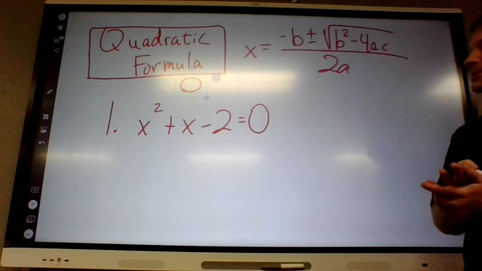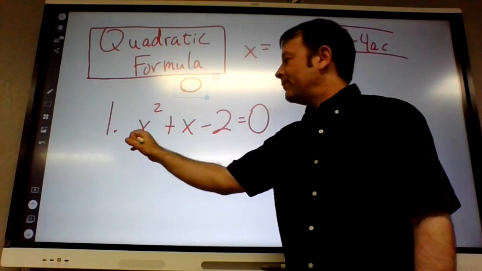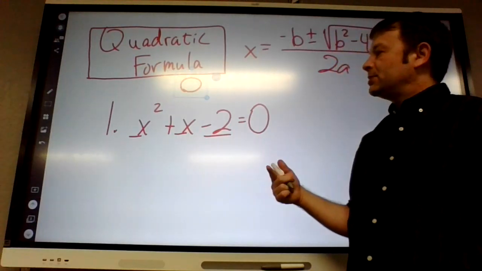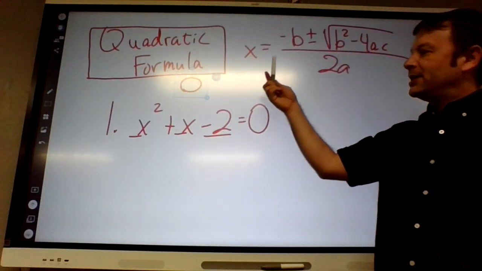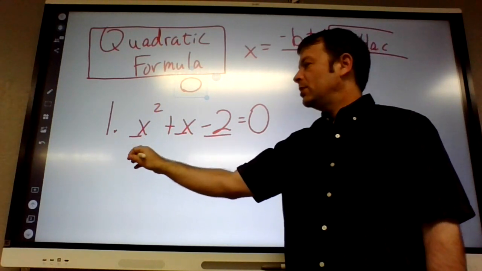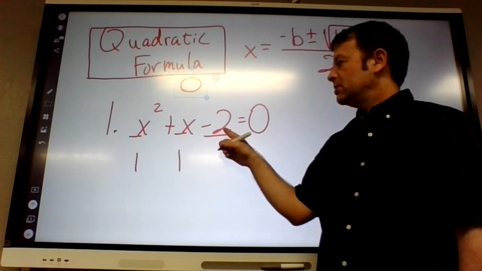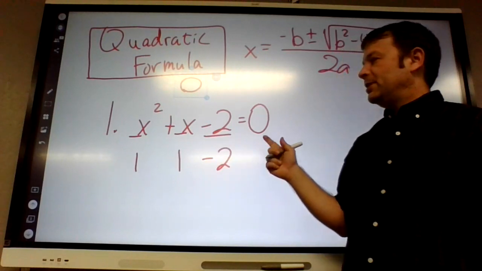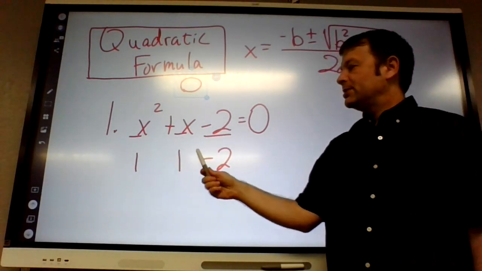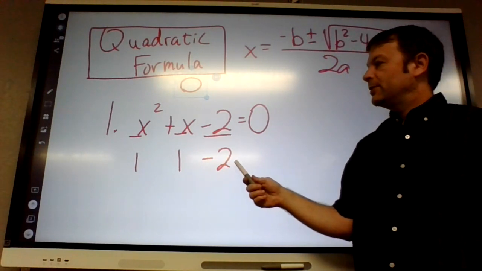Okay, A, B's, and C's. So the numbers on the front of each term are called coefficients. So the A, B, and C stand for the coefficients. What's the coefficient for this first term? 1. Negative 2. If it's a minus, make it negative. So this is just our A, B, and C for number 1.